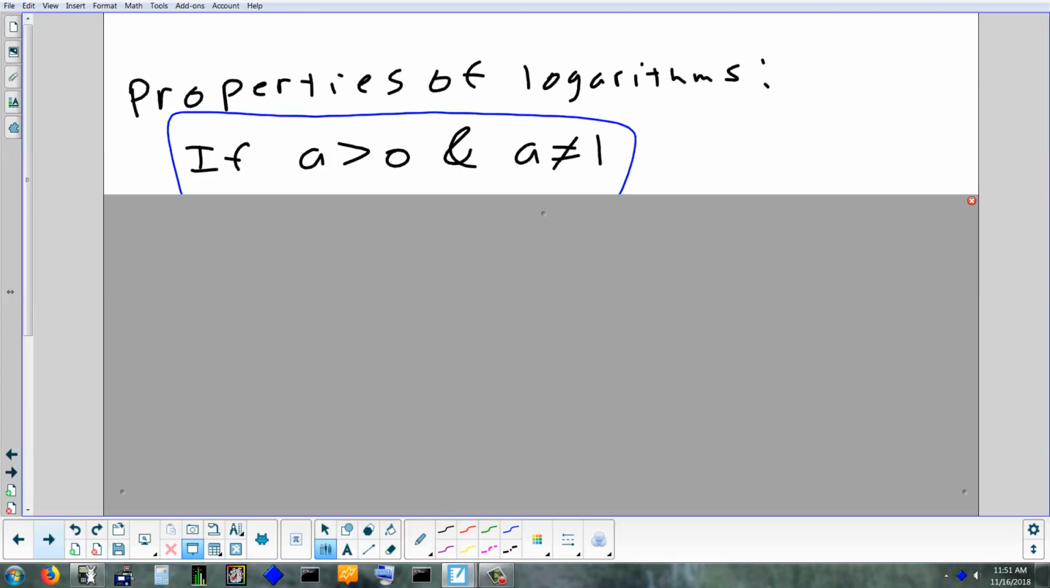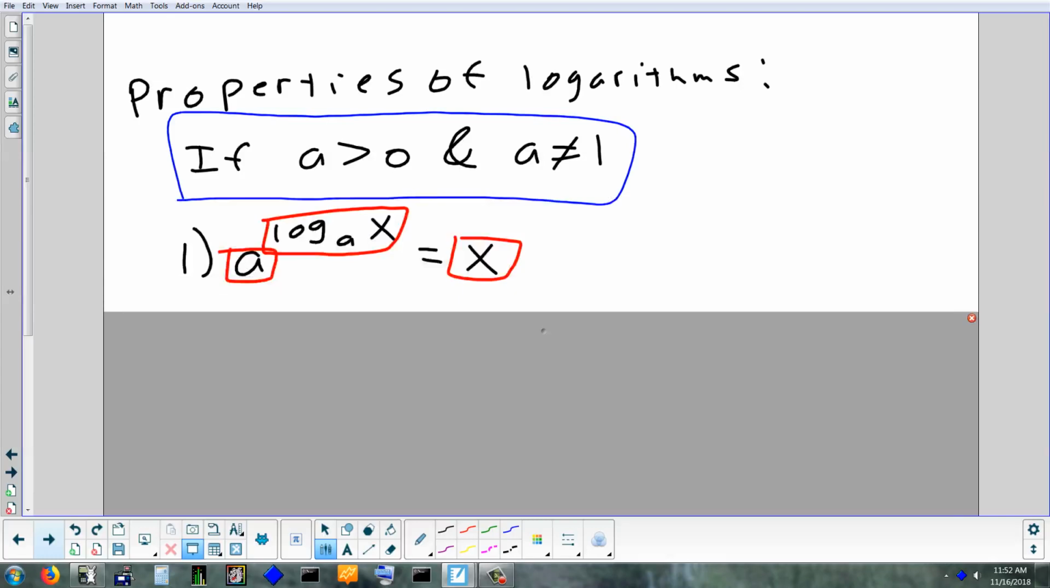In the formulas I'm about to give you, I'm going to use a variable, a, and it has to be a positive number, not 1. So if I give you any homework problems and you have to use these formulas, it'll always be positive numbers that are not 1. Okay. So there's our first property. It says a to the log base a of x equals x.